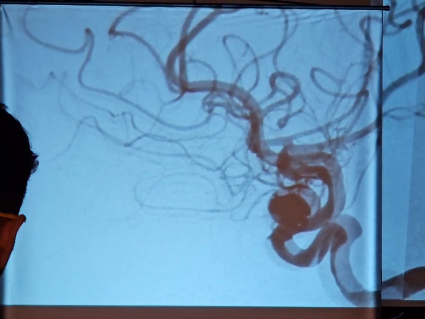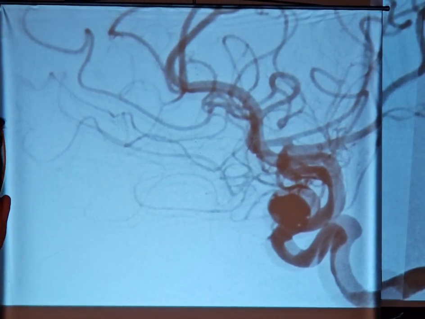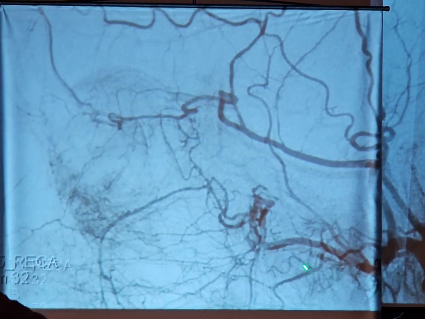I am sure you have seen this angio with insult. And here we have no ophthalmic artery. If we continue, we have here a retinal blush, and that means that the total supply of the orbit is coming from the middle meningeal artery.